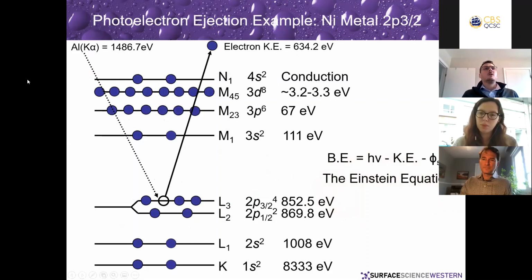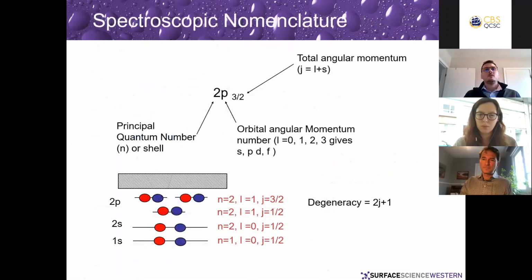So start with an X-ray. In our case, aluminum K-alpha is the most common X-ray used in XPS right now, at 1486.7 eV. Knock out a photoelectron from the core, measure that kinetic energy, and use this equation to tell you what the binding energy of those electrons was. Some spectroscopic nomenclature: if I talk about the carbon 1s or the nickel 2p3/2, it's the principal quantum number, orbital angular momentum, and then the total angular momentum that is used for this kind of nomenclature.